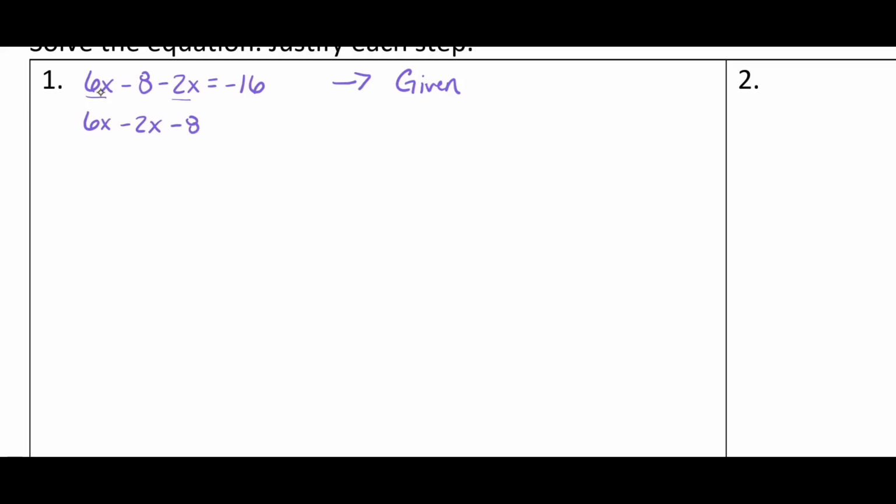Now, this is a step that we probably wouldn't do when we're solving this. We would just say 6x minus 2x is 4x. But when we are justifying our steps, we have to include that property, because what we've done is use the commutative property of addition. This property allows us to get those numbers together so that we can combine them. So now we can say that 6x minus 2x is 4x, minus 8 equals negative 16. And what we've just done there is combine our like terms.